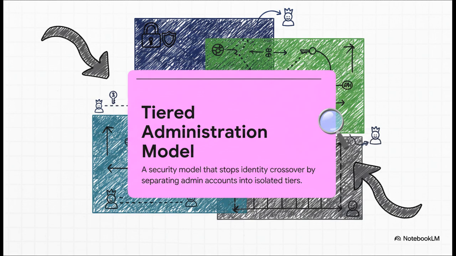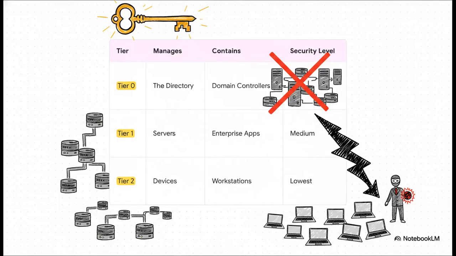So how on earth do we stop them? Well, we build a fortress using something called the tiered administration model. It's a fantastic security strategy designed specifically to stop identity crossover. And the golden rule is incredibly simple. Your most powerful accounts, your admins, should never, ever be used on less secure computers, period. And this table shows you exactly how to build that fortress.